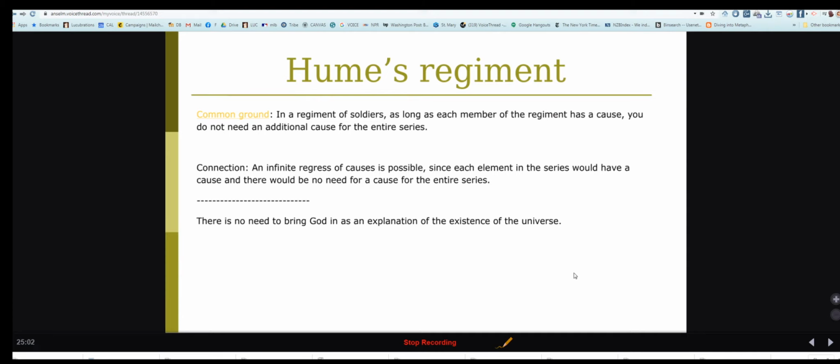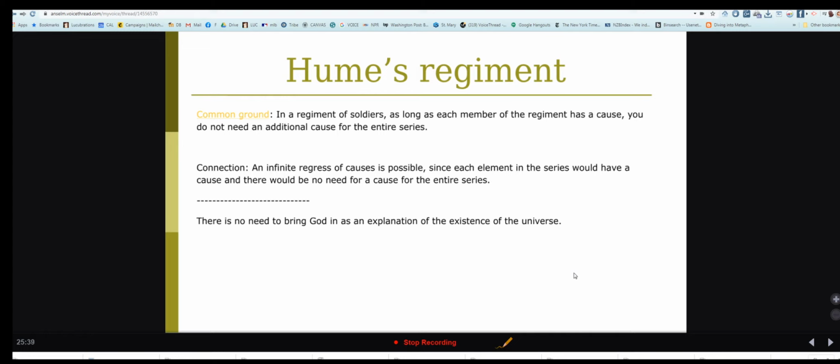So Hume gives a famous argument that it's possible to have an infinite regress, a response to St. Thomas's argument. His common ground is that if you had a regiment of soldiers, then as long as each member of the regiment has a cause, say a mother, you don't need an additional cause for the entire regiment. You don't need an additional mother in addition to the mother of each of the soldiers. You don't need a mother to give rise to the entire regiment. That would be painful. So the argument here is that an infinite regress of causes is possible.